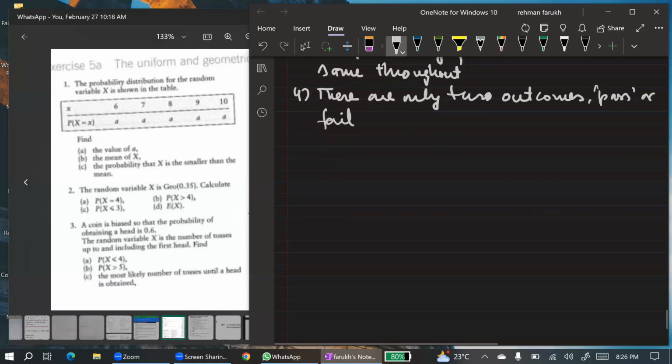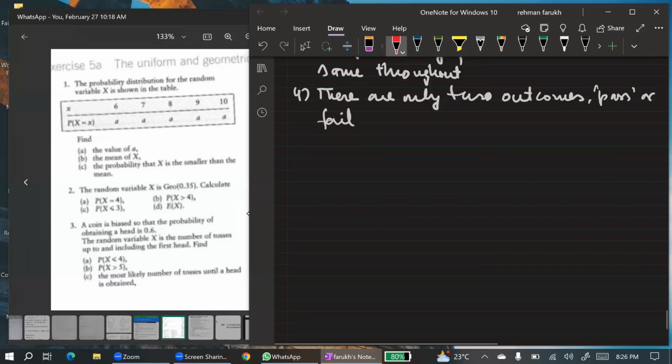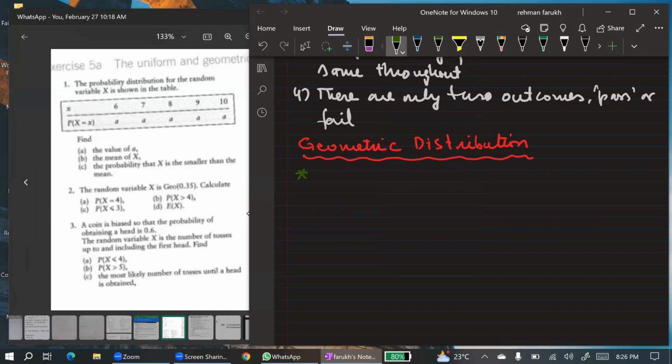Now, geometric distribution. In geometric distribution, trials are carried out until the first success is obtained. This one is the condition.